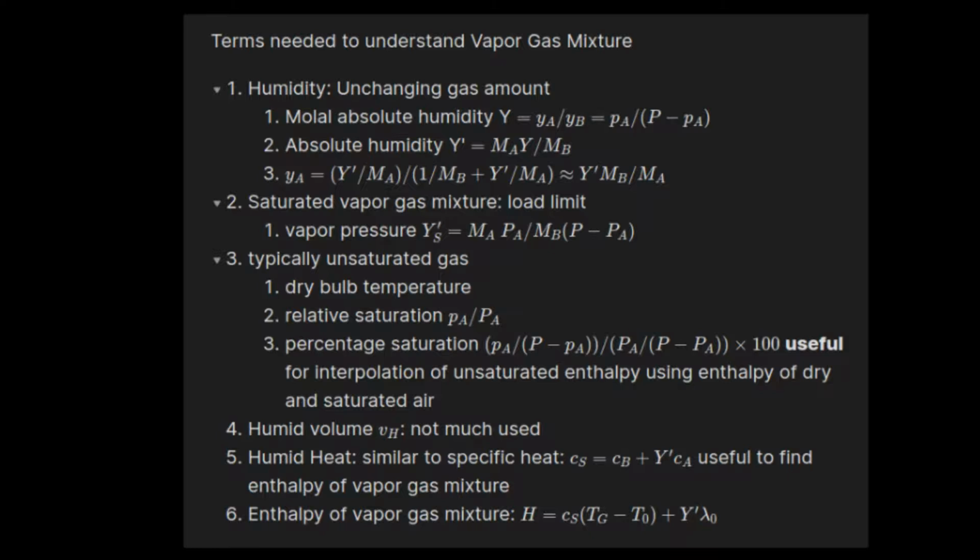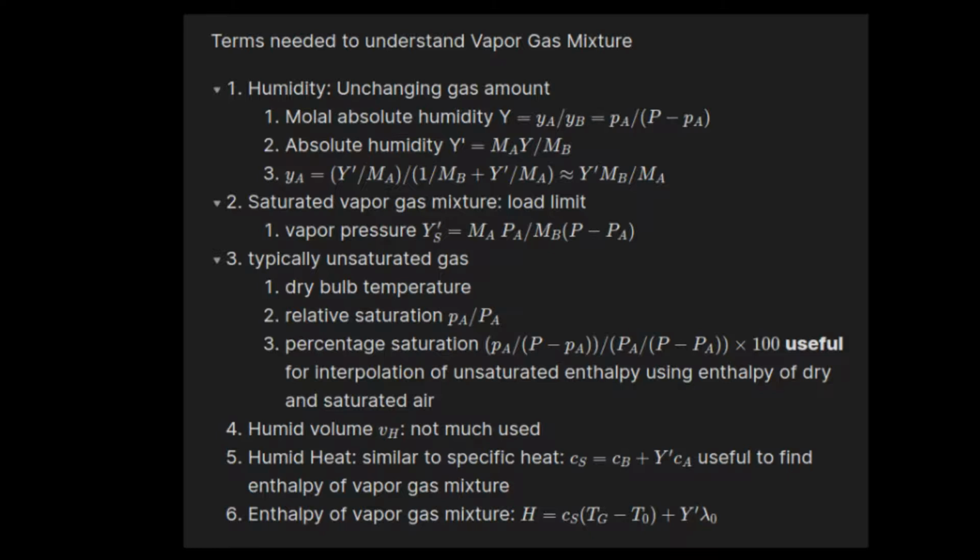The next term we define is humid heat, which is similar to the specific heat Cp, which is used in the heat balance, where mCp delta T is the energy term. But humid heat is for vapor gas mixture and is defined as the heat needed to raise temperature of gas and the vapor it holds by 1 degree centigrade. So humid heat Cs is equal to specific heat of the dry air Cb plus specific heat of water vapor multiplied by its amount, that is humidity. So Cs equals Cb plus y dash into Ca.